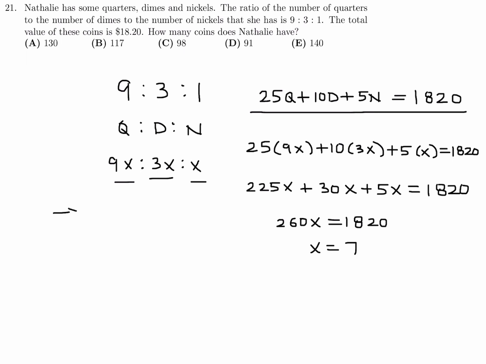So coming back here, that means there are 9x quarters, and 7 is equal to x, so that means there are 63 quarters. The number of dimes, well, 3x, x is 7, so 21 dimes. And the number of nickels is just x, which is 7. So the number of coins, you total all this up, 63 plus 21 plus 7, and that is equal to 91. 91 coins. So number 21, the answer is D.